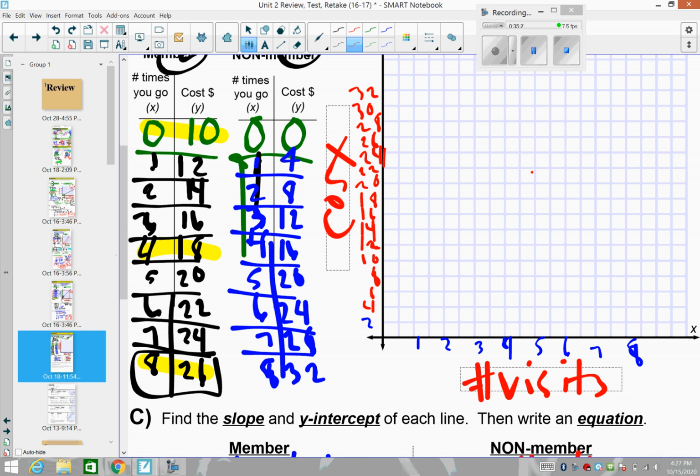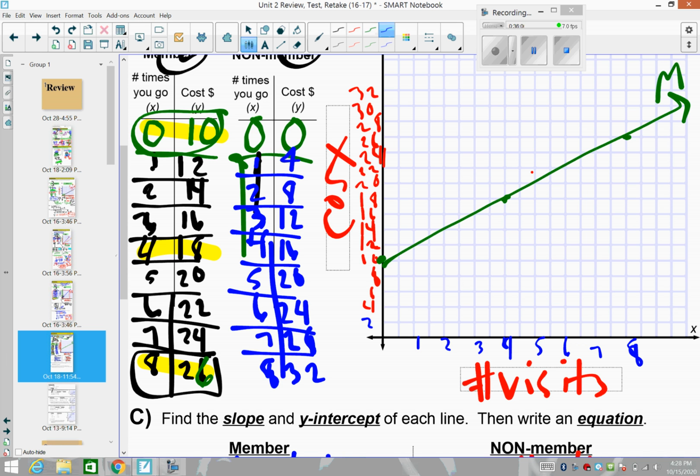All right. So 0, 10: up 10 is our y-intercept. 4, 18, and 8, 26. Okay, so this is the cost, and I only graphed those just because the pen I'm using is not very good. It's the cost for members. That's what it costs. They start at $10, and that's the rate that they grow.